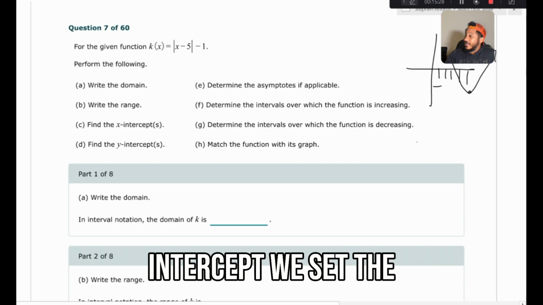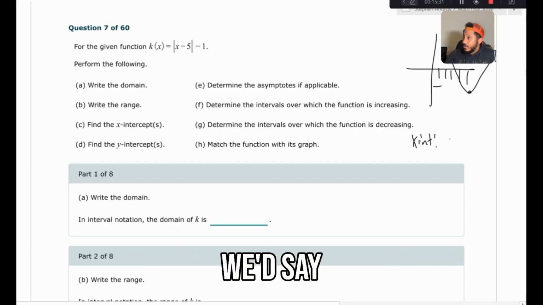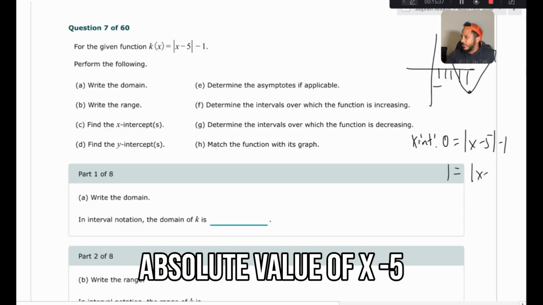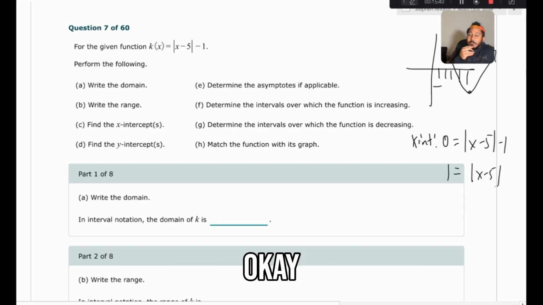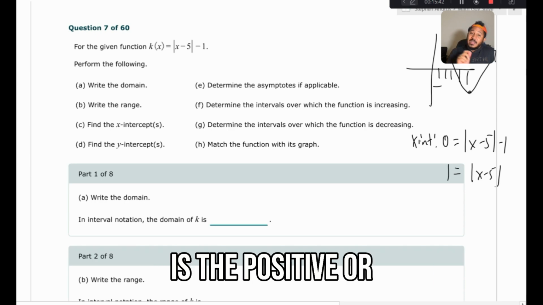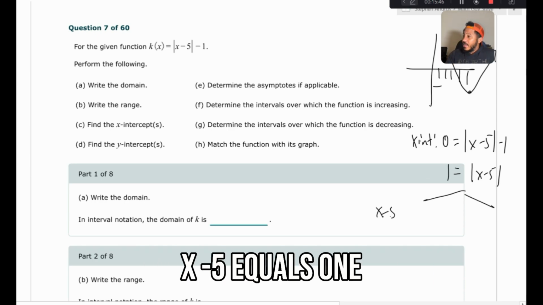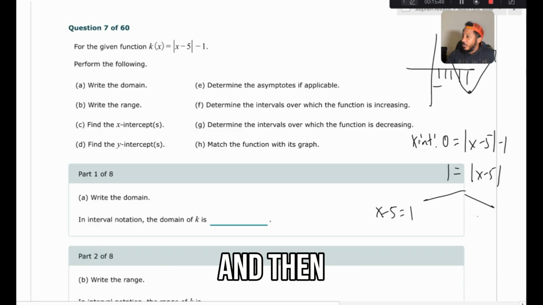To find the x-intercept, we set the function equal to 0. So 0 equals absolute value of x minus 5, minus 1. If I add 1, we get 1 equals absolute value of x minus 5. But then absolute value just says whatever's on the inside of the absolute value is the positive or negative version of it. Meaning, I can split this up into 2 separate cases. x minus 5 equals 1, and then negative of x minus 5 equals 1. And solve these separately. So here if I add 5, we get x equals 6.